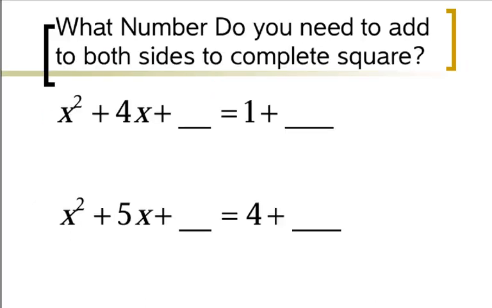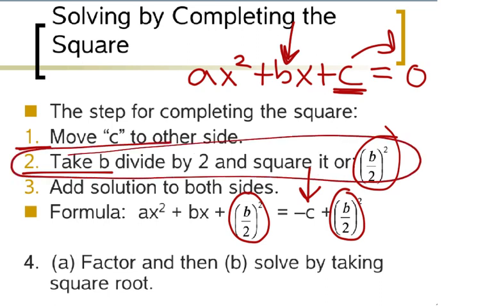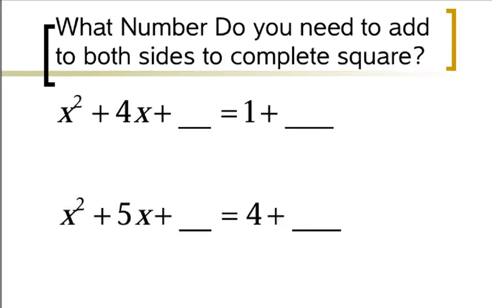For example, these first problems that you're going to be asked is it's just going to simply say, what number do you need to add to both sides to complete the square? Well, all that's asking you to do is step 2. That's all it's asking you. That's the big question for what do you add to both sides. Okay? And that's just b over 2 squared. That's the big critical step.